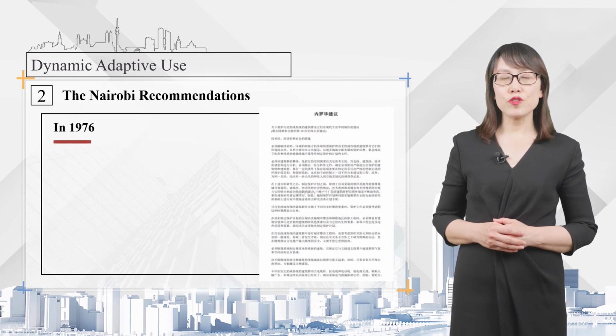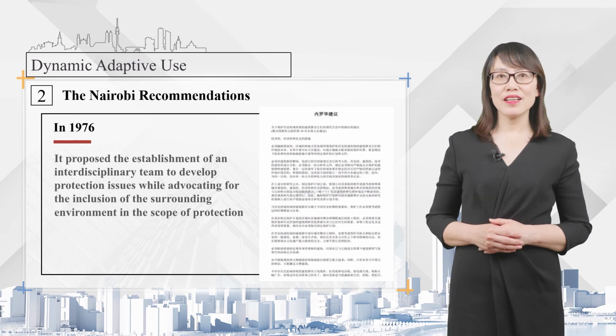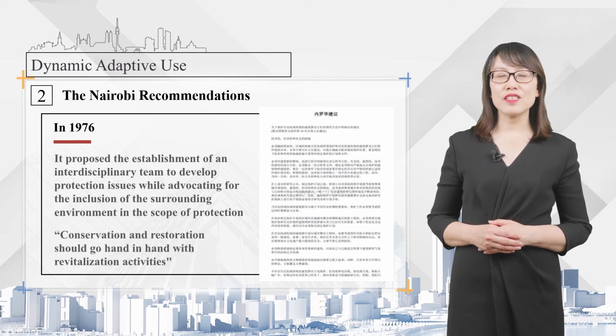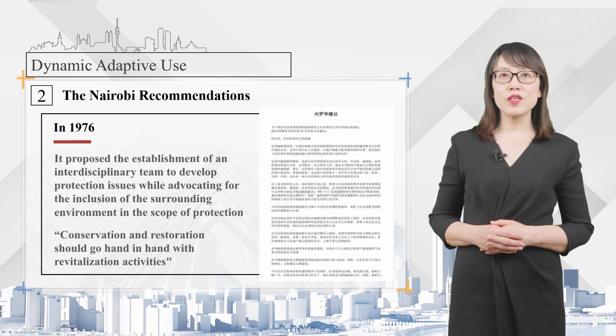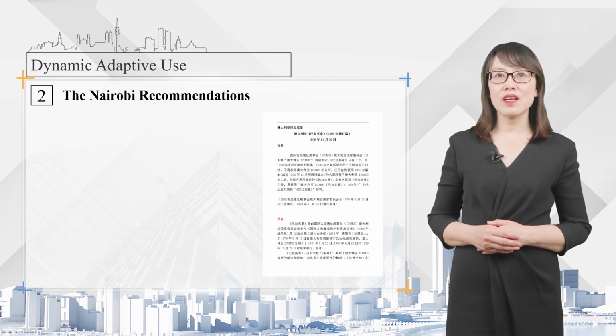The Nairobi Recommendations, adopted at the UNESCO International Conference on the Environment in Nairobi, began to explore the relationship between the two. Based on the Venice Charter, it proposed the establishment of an interdisciplinary team to develop protection issues, while advocating for the inclusion of the surrounding environment in the scope of protection, and stated that conservation and restoration should go hand in hand with revitalization activities.